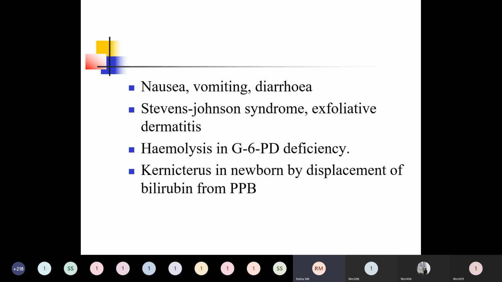Sulfonamides precipitate hemolysis in patients having glucose-6-phosphate dehydrogenase deficiency. So you have a list of drugs which precipitate hemolysis in G6PD deficiency. One of them is sulfonamide. Sulfonamides can also precipitate kernicterus in newborns because of the displacement of bilirubin from plasma protein binding. As a result, there is increased concentration of bilirubin which can easily cross the blood-brain barrier and affect the brain in the newborn, resulting in kernicterus.